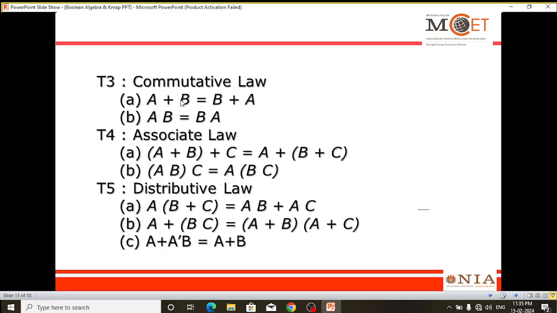In the commutative law there are only two input variables, A and B, but in the associative law there are three variables, A, B, C. This is one type with addition, and this one with dot: A dot B dot C is equal to A dot B dot C, so the parenthesis is changed, but the left hand side is always equal to the right hand side. In the distributive law, A dot (B plus C) is equal to AB plus AC, and A plus BC is equal to (A plus B) into (A plus C).